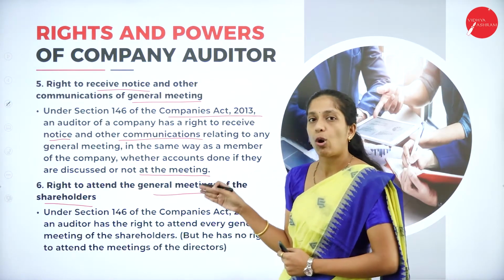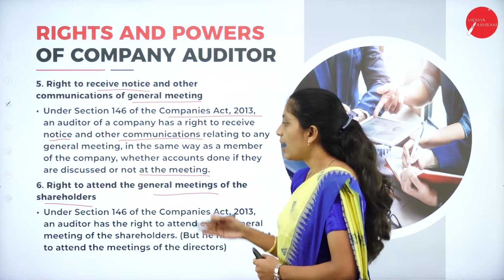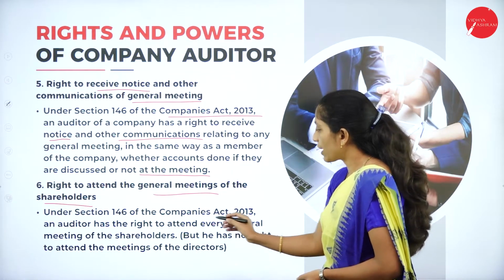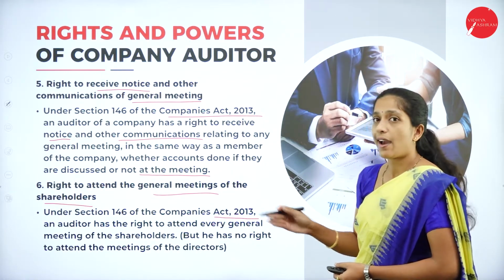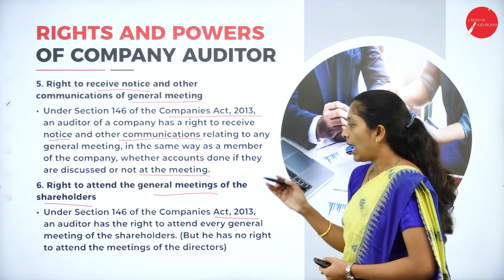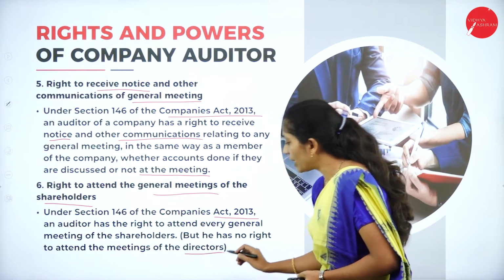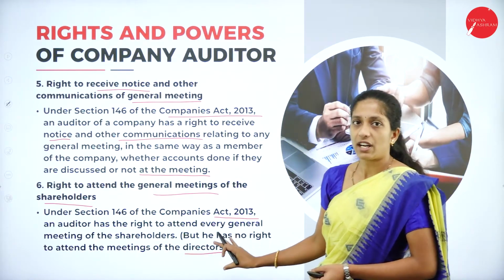So the auditor will also have a right to attend the meeting of the shareholders. Under Section 146 of the Companies Act 2013, an auditor has a right to attend every general meeting of the shareholders, but he has no right to attend the meeting of the directors. So hope you have understood this.